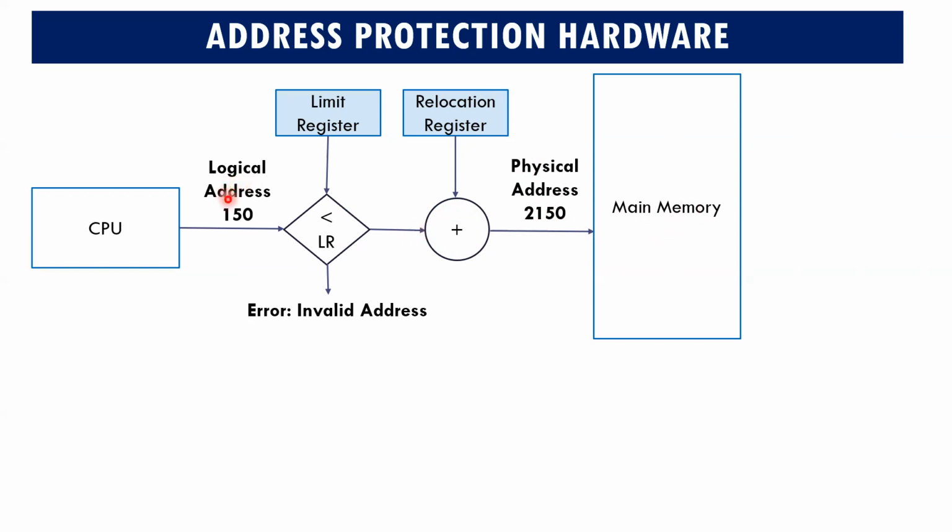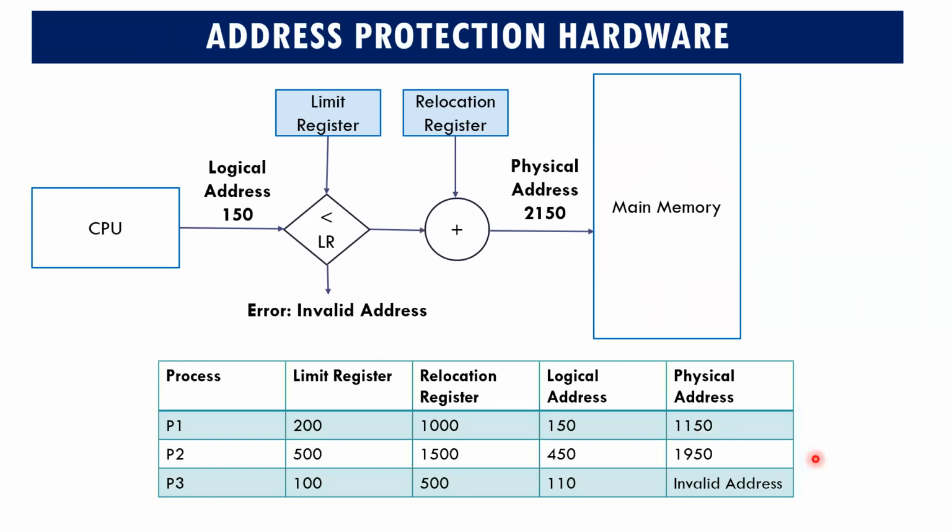And what if the logical address is not less than the limit register value? That means a process is now trying to access a memory region which is not part of the process memory. So that is why there is an error saying that it is an invalid address.